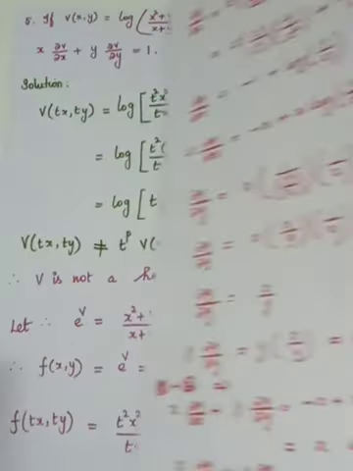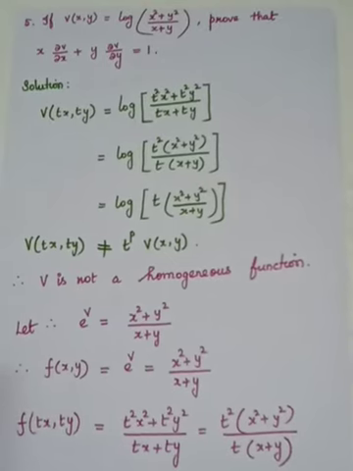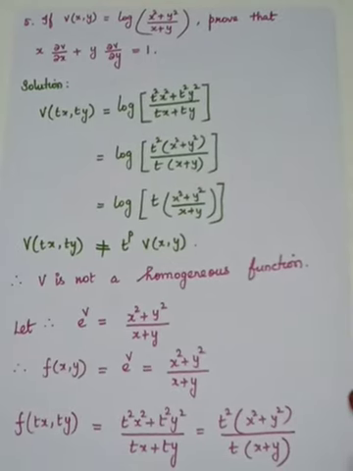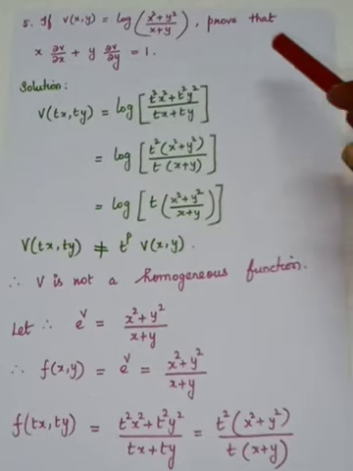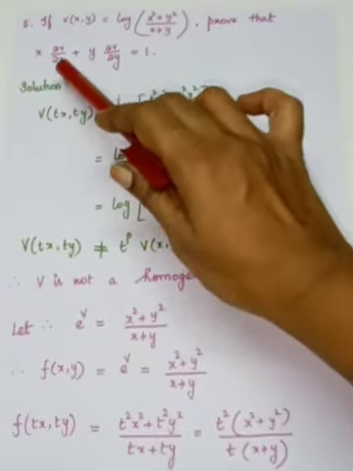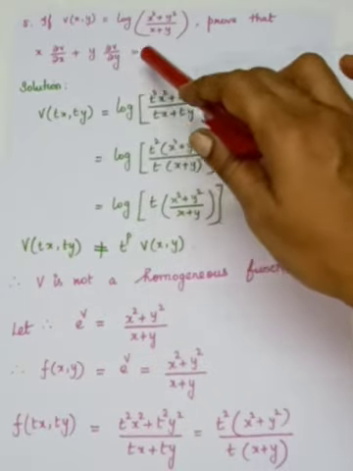Okay. Come to the next problem, that is the fifth problem. You see that if v of x comma y is equal to log of x squared plus y squared divided by x plus y, prove that x dou v by dou x plus y dou v by dou y is equal to 1. Here they didn't ask to verify Euler's theorem, but you have to prove that x dou v by dou x plus y dou v by dou y is equal to 1.